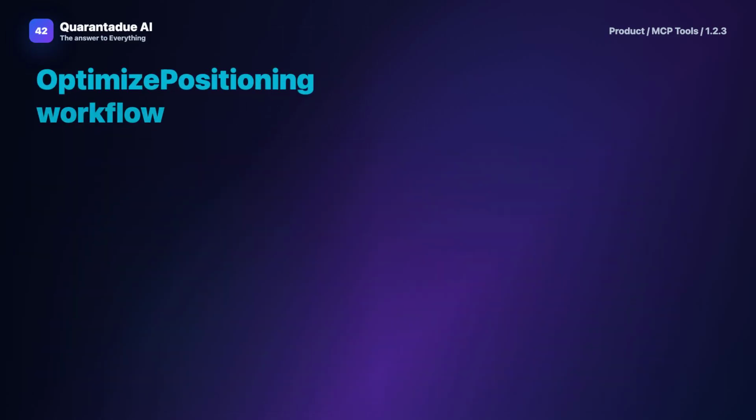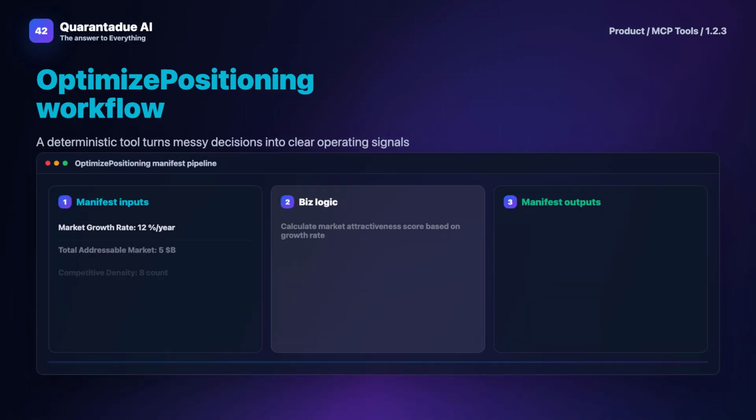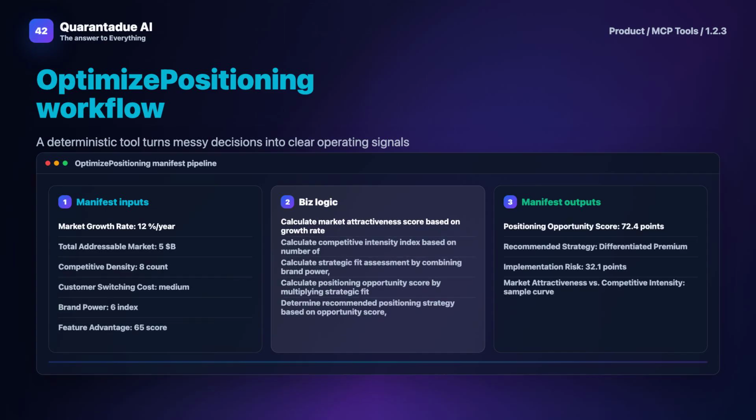Calculate strategic fit assessment by combining brand power, feature advantage, and price premium capability with weighted importance to reflect alignment with company capabilities. Calculate positioning opportunity score by multiplying strategic fit with the ratio of market attractiveness to competitive intensity, indicating the strength of the positioning opportunity, and determine recommended positioning strategy based on opportunity score, technical debt, and feature advantage, selecting from predefined strategies such as differentiated premium, value leadership, niche focus, or fast follower.